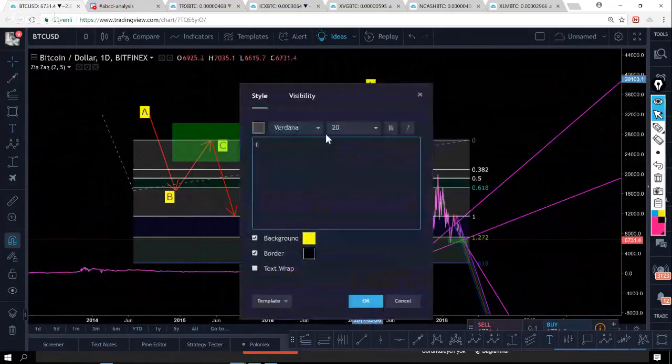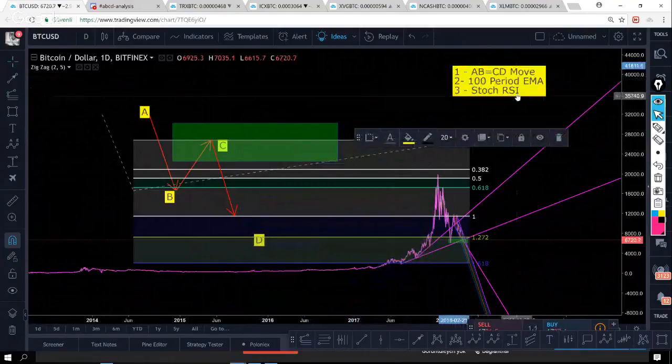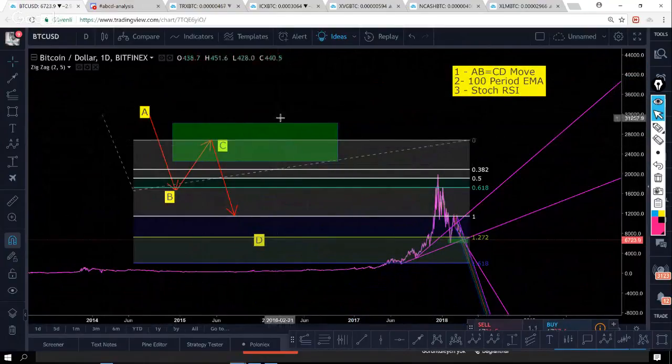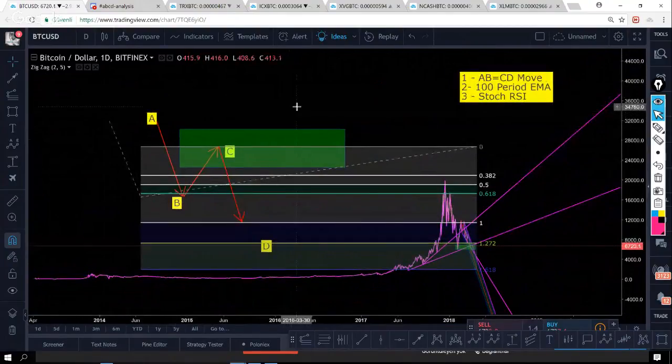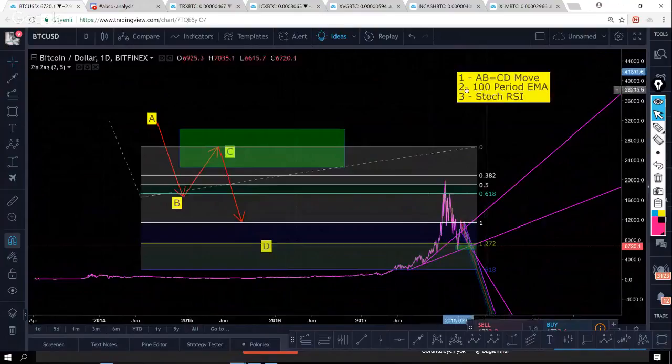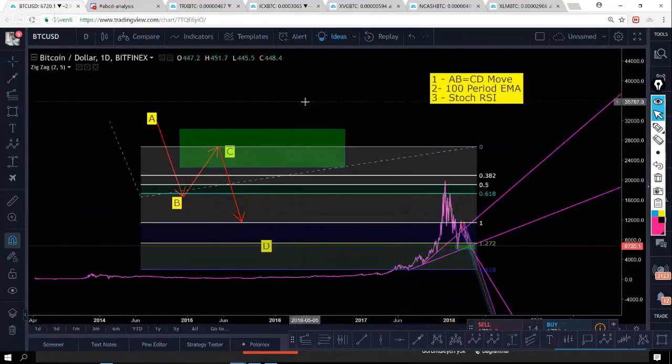Here are our trade rules, guys. ABCD, AB equals CD move, 100 period exponential moving average and stochastic RSI. We will get three of them at the same time, and we will execute the trade. Because this is a dynamic pattern, you can find at least 5 or 10 ABCDs in a day in this altcoin market.